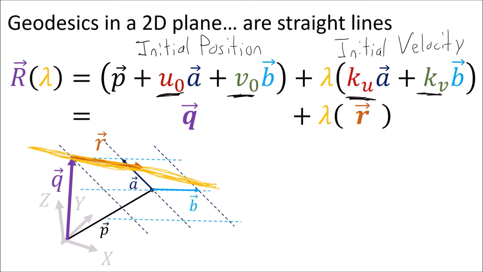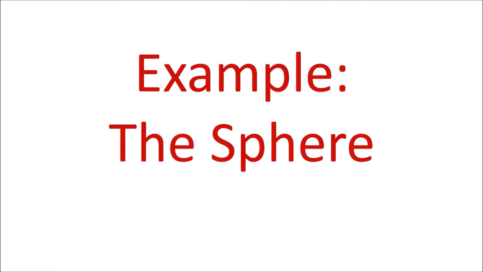So given an initial position and an initial velocity, there is a unique geodesic on the plane, which is just the straight line heading in the direction of the velocity vector. So we have, in fact, shown that the geodesics on the flat 2D plane are straight lines. So now let's look at the second example, which is a sphere of radius 1.